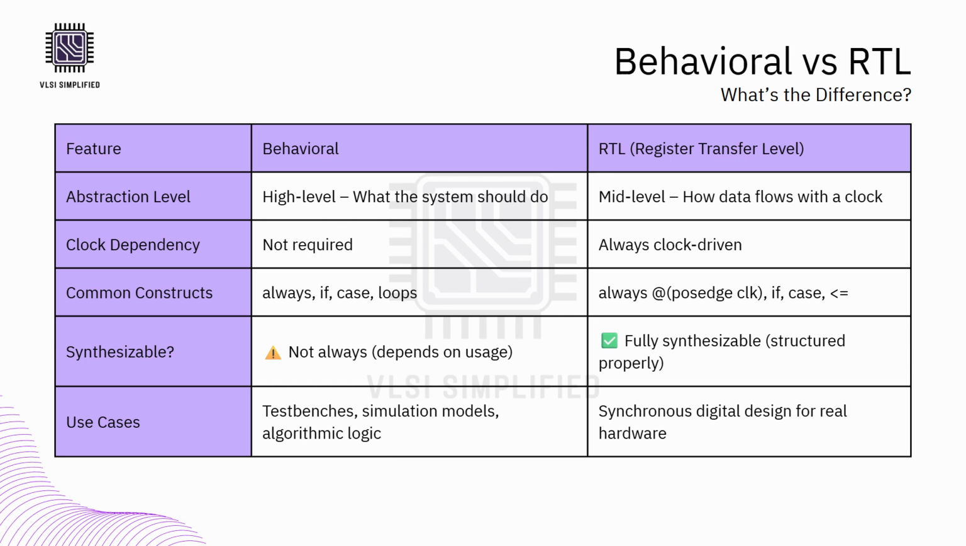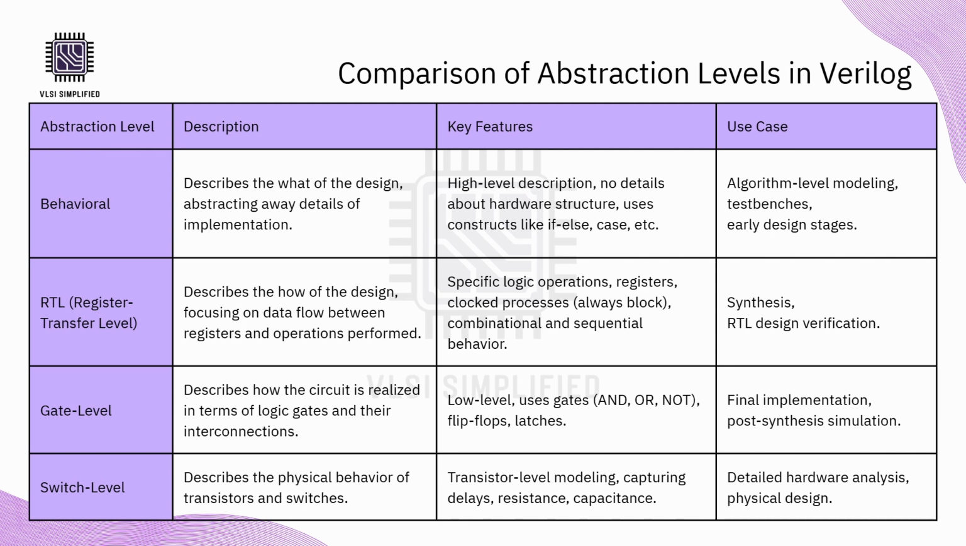Let's now take a step back and look at how all these abstraction levels compare side by side. Let's take a moment to compare all the abstraction levels we just covered and get a sense of how they stack up against each other. At the behavioral level, it's all about high-level functionality. You are writing what the design should do without worrying about how it is implemented in hardware. It's like sketching out the idea for a project. This is great for early design stages or creating a test bench, and you are typically not concerned with timing or a clock.